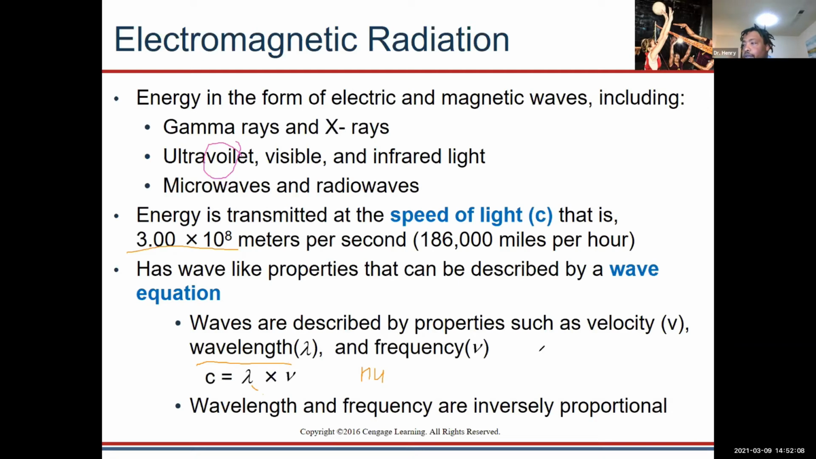Nu is 1 over seconds, or we often call that hertz. You'll see it written as Hz for hertz, and that's for the frequency. We know that the speed of light is a constant, so it's always going to be 3.00 times 10 to the 8th meters per second.